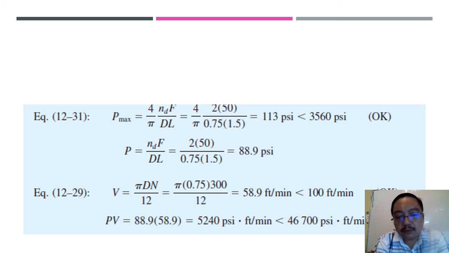From equation 12.29, the velocity is 58.9. Okay, it is below 100 feet per minute, so it doesn't exceed. Then PV equals 5240 psi. You also check whether it exceeds or not. It does not exceed, so it is also acceptable.